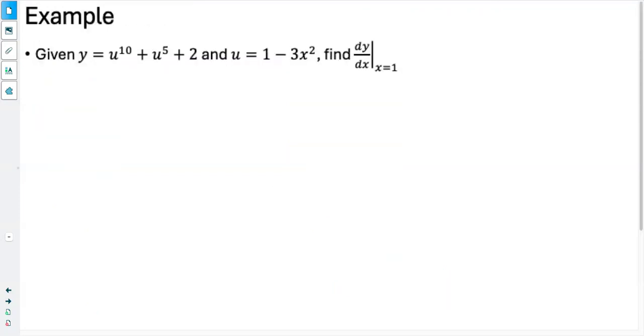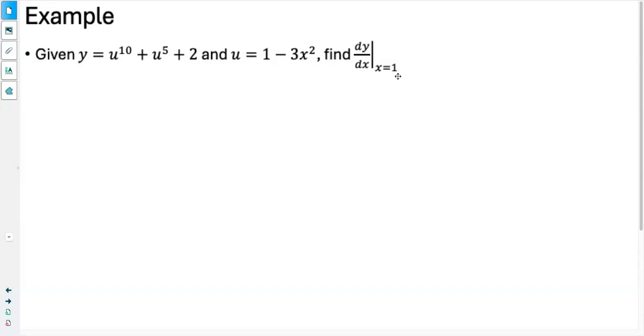Okay, next example. In this case, they've already split up a function for us. Now we don't know what the original is, but we're given y in terms of u and u in terms of x. So we've got y equals u to the power of 10 plus u to the power of 5 plus 2, and we're given u equals 1 minus 3x squared, and we want to find dy over dx when x equals 1. So whenever we have this vertical line next to our dy over dx, and then it has a value down here, it's telling us what value we're putting in for our variable.